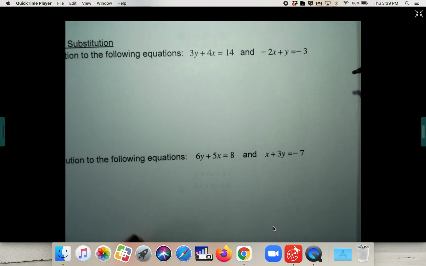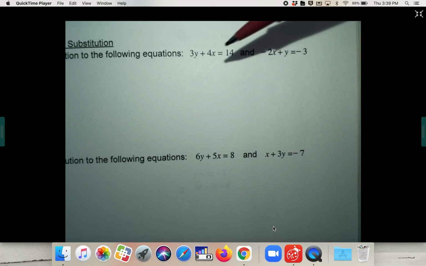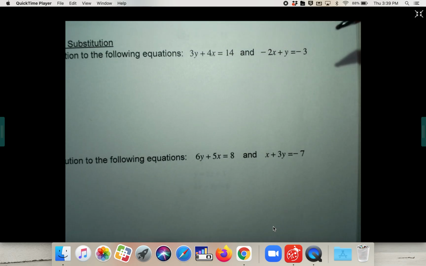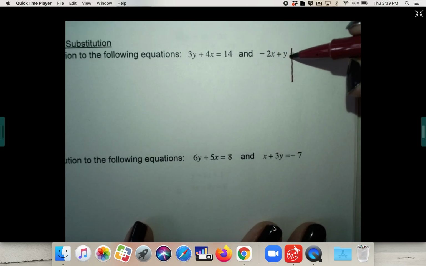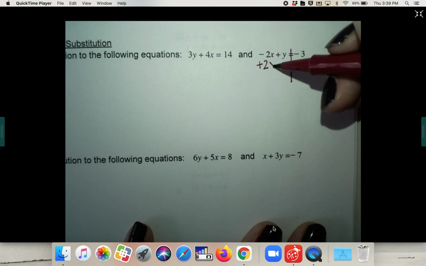So sometimes you may not have one that's real obvious. I don't want to substitute for y or x because look, there's a lot of rearranging I'd have to do to get x by itself or to get y by itself. In this other equation, there's not a lot of rearranging. Y is almost already by itself. So I'm going to choose to get y by itself in this equation so that I can see what y is equal to. So to get y by itself, I'm going to add 2x to the other side.